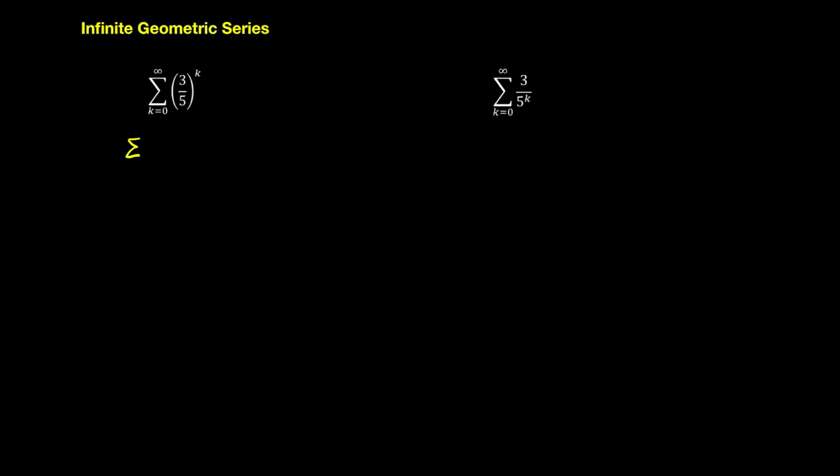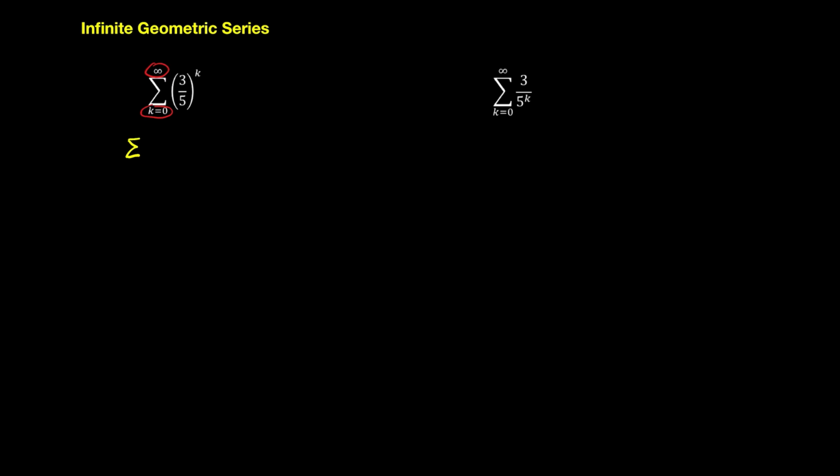Below the sigma, we have this k equals 0. This means the series starts with the value k equals 0. And above the sigma, we see this infinity symbol. This tells us that we are summing an infinite number of terms.